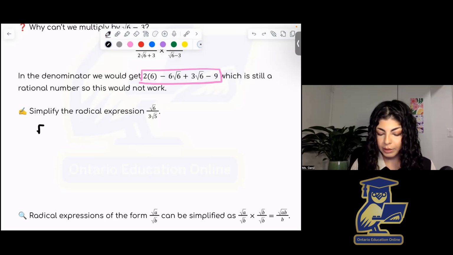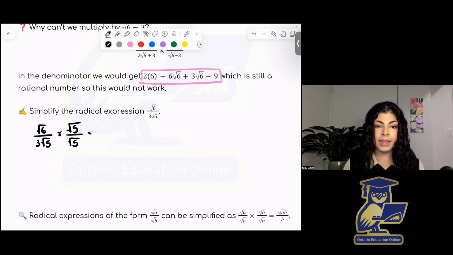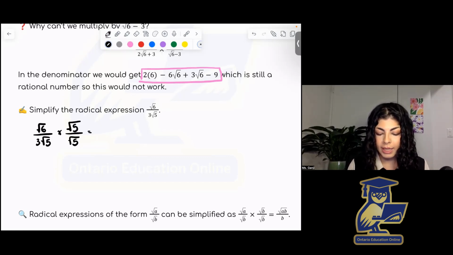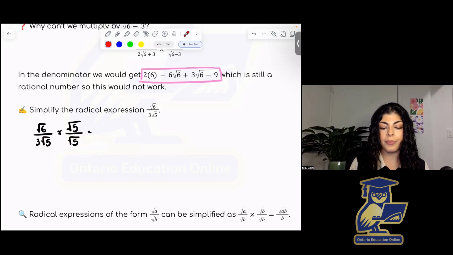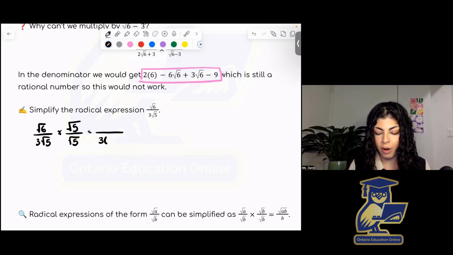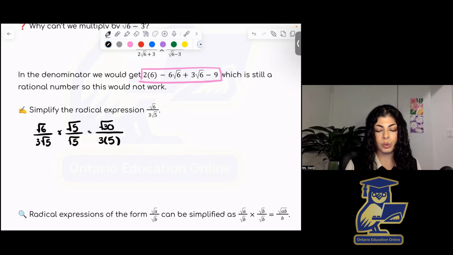So I just wanted to show you this one as well. It's pretty simple. All you would be doing is times that square root of 5. And in this case, because it's not a binomial, it's just a monomial, you don't actually have to multiply by that 3 because this on its own will give us that 5 in the denominator. So we are getting rid of our square root. And in the numerator, you can combine the two square roots to get square root of 30. And here we can just leave it as such. And this is our simplified expression.